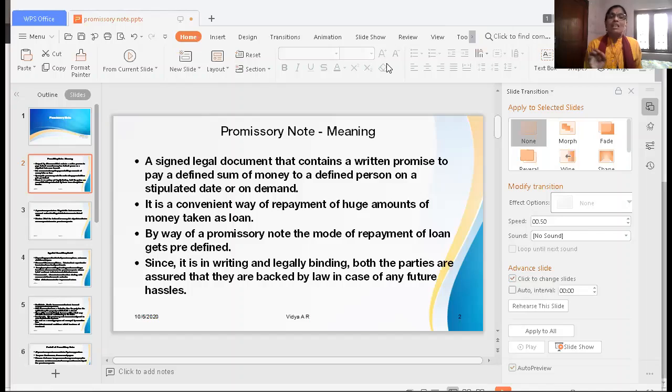And both the parties are assured that they are backed by law in case of any future glitches. If any problems are coming in the future, such kind of a problem can be solved by this document. You just show the promissory note telling that you are owing this much amount of money to me and pay it. I need it now. Like that, you can say in the case of a promissory note made on demand.